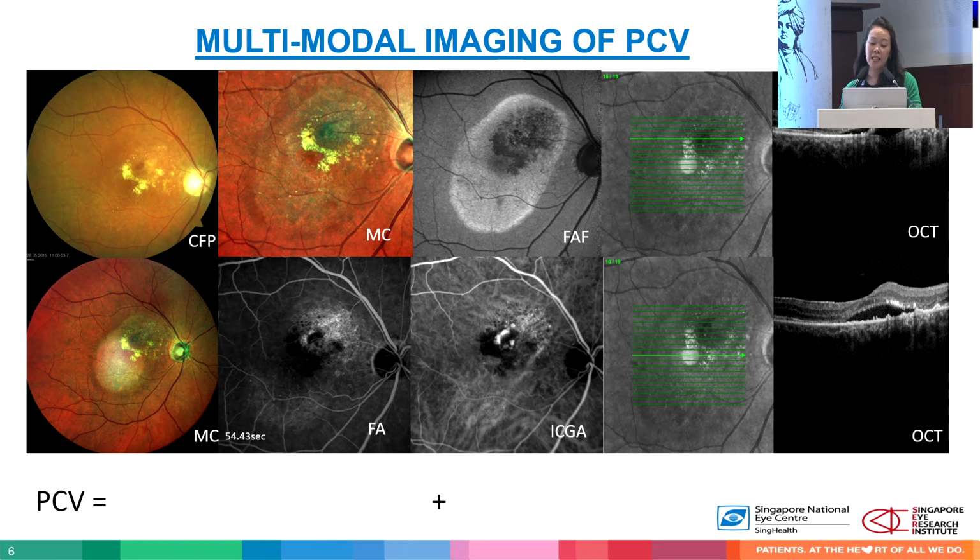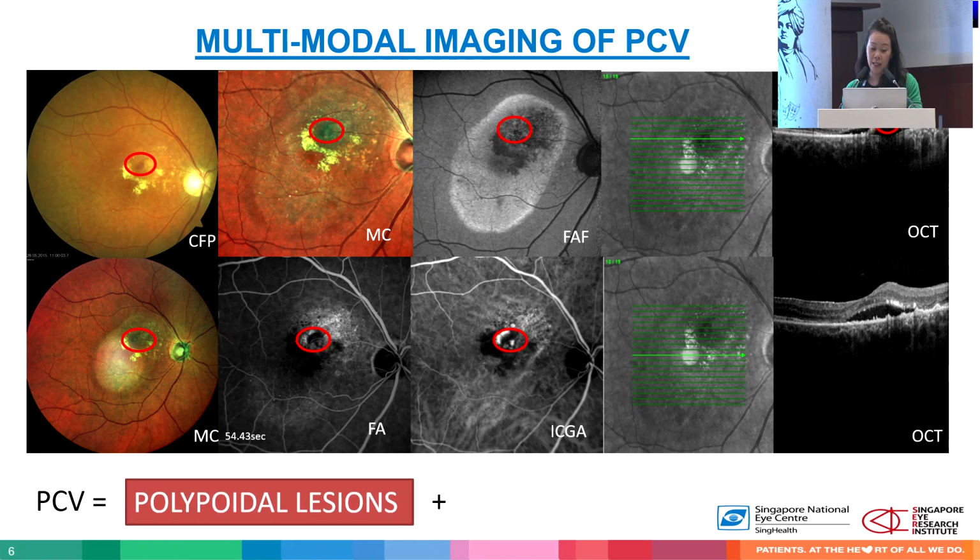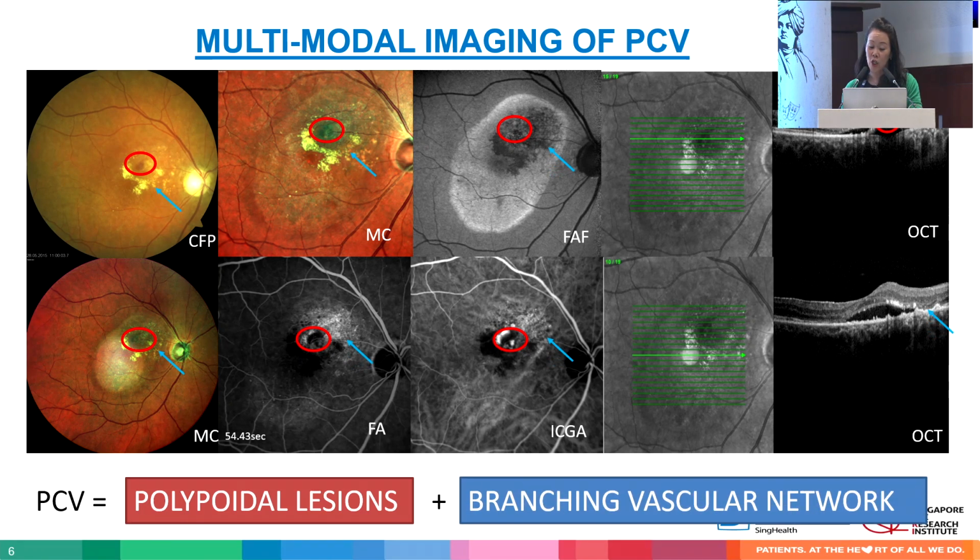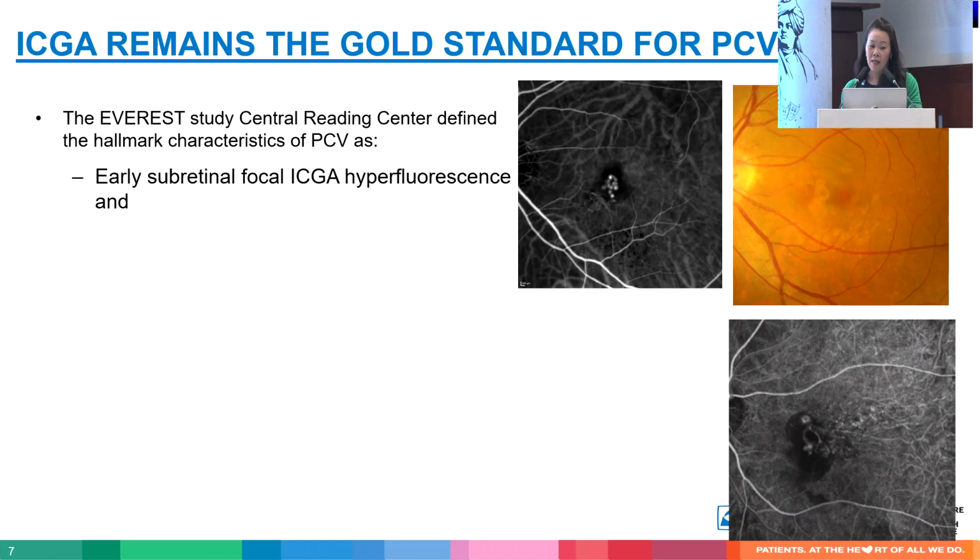You can see there's everything from color fundus photos to multicolor to fundus autofluorescence. And you can see the OCT, which is especially useful for the diagnosis of PCV. Of course, FFA is also done, and ICGA is the gold standard. And you can always see that polypoidal lesions consist of the polypoidal lesions themselves and the adjacent branching vascular network that you can see in the blue arrows.